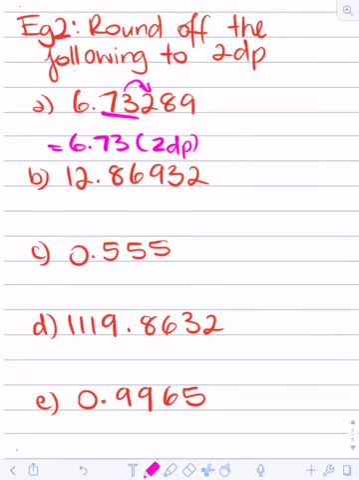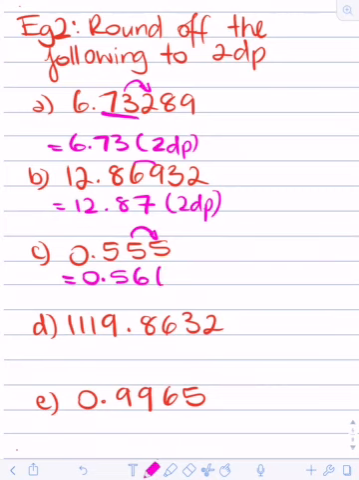Here, we're looking at the third number. It's a 9. That means that 86 becomes an 87. 12.87, 2 dp. Here, 55, looking at the third number, that's a 5. So that means that becomes 0.56. It goes up, rounds up 1. 2 dp.